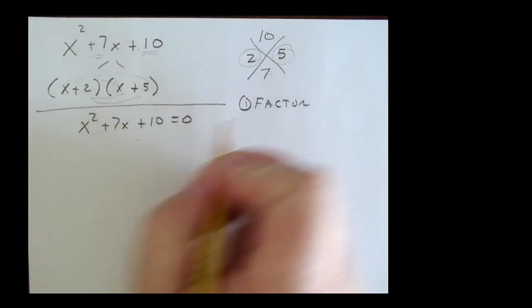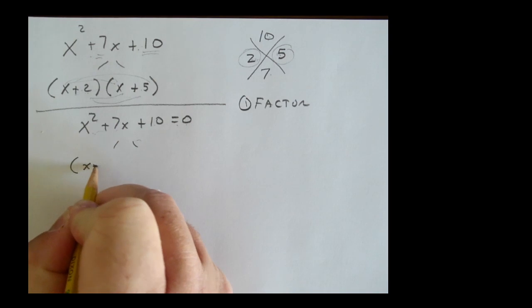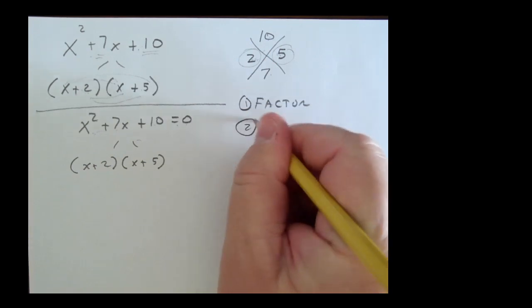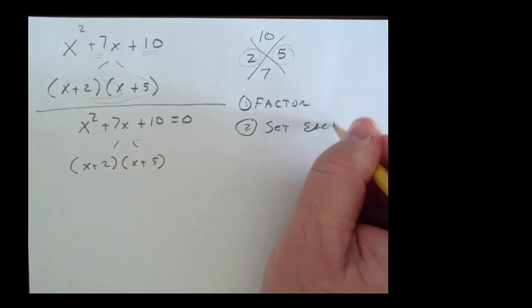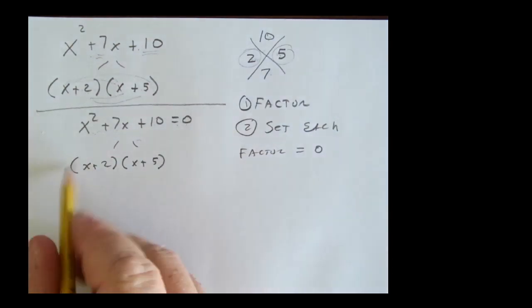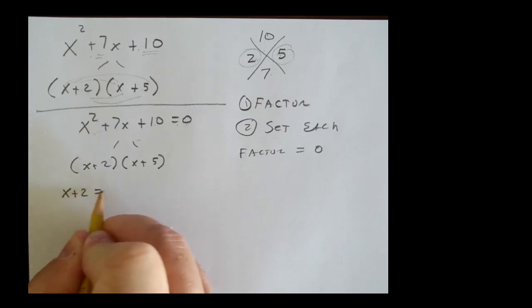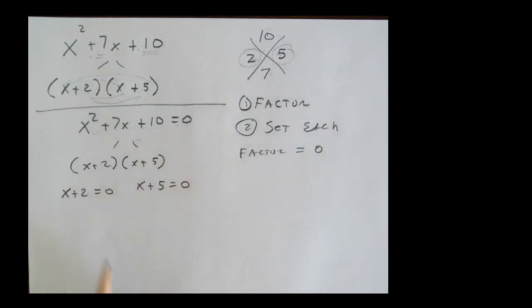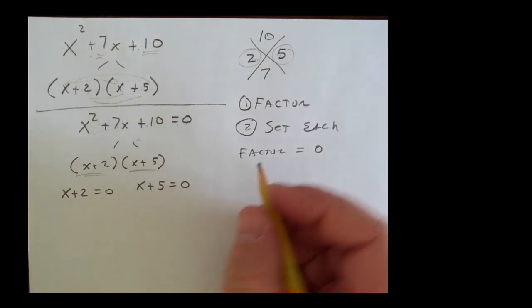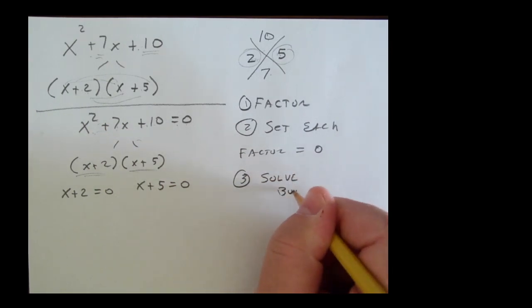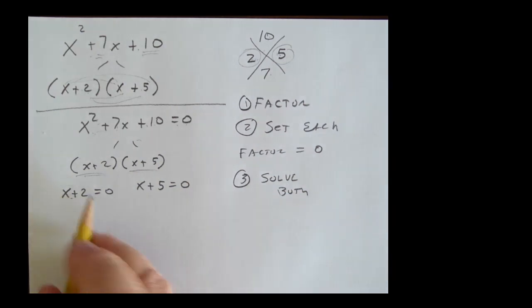Okay, so step 1 is to factor, and we just factored it using the X strategy. Step 2: set each factor equal to 0. X plus 2 equals 0. X plus 5 equals 0. Those are our two factors, because this times this will give us this. So we set each factor to 0. Step 3, solve both. X plus 2 equals 0.